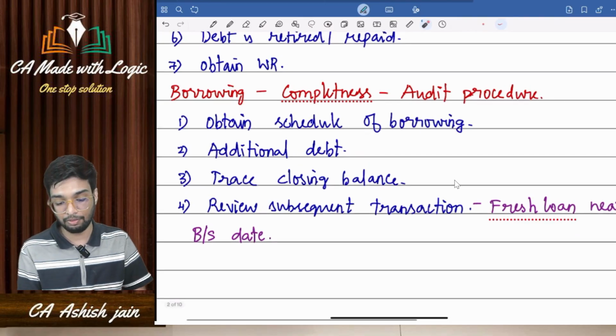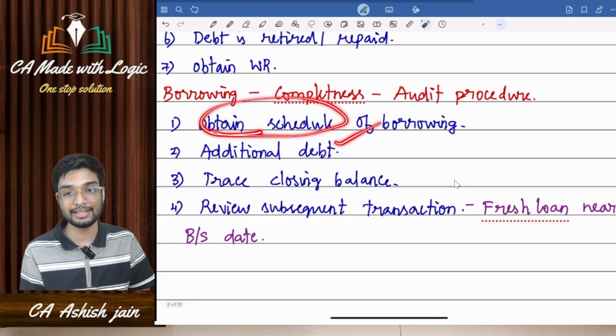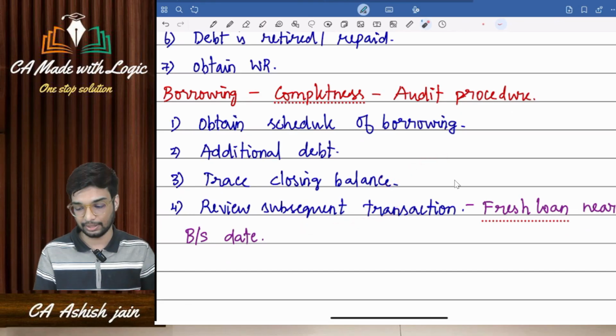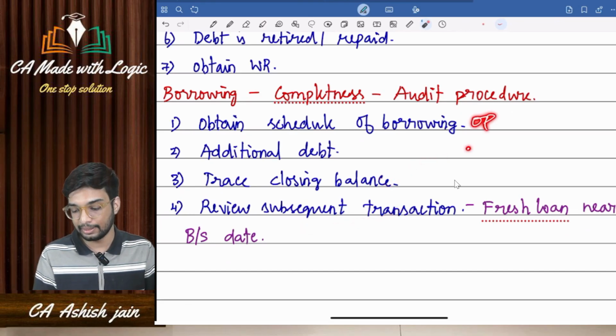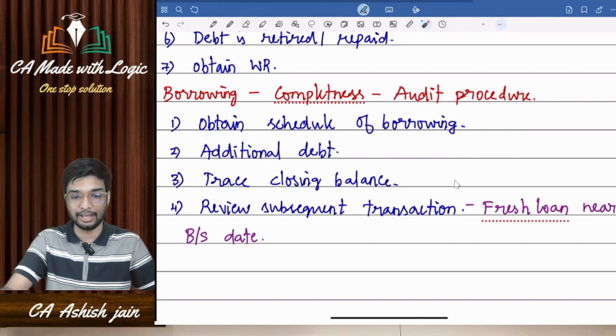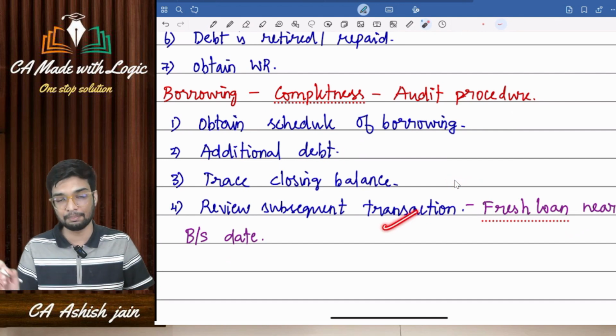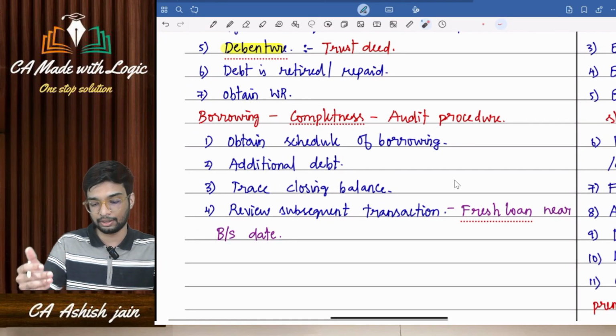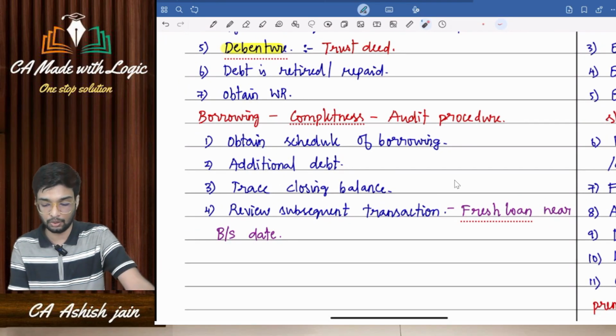So one is he will obtain the schedule, then additional debt, closing balances, and review of the subsequent transactions. So opening, then additional debt, which you can treat like purchases, then closing comes, and then subsequent or intermediate transactions. You can just remember the flow of these 4 particular points.